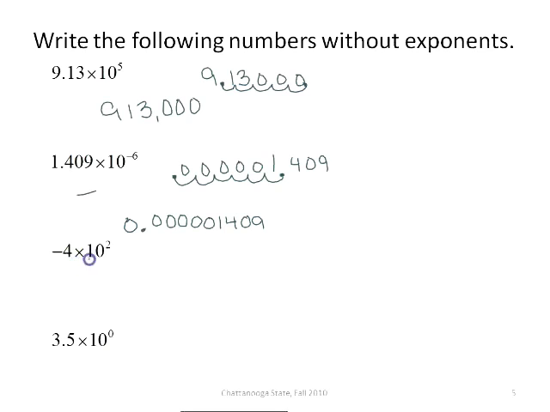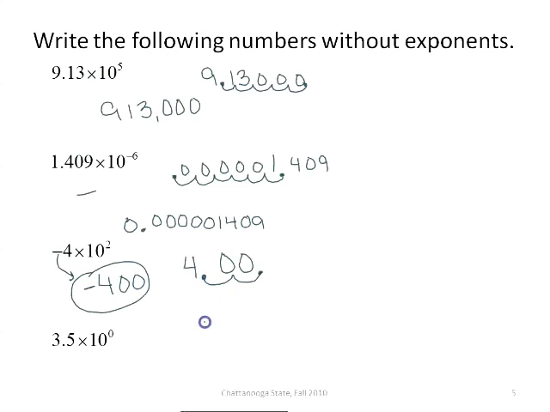This number, 4, doesn't have a decimal point in it. Well, or does it? 4 is really 4.0, isn't it? So if I take 4.0 and multiply it by 10 to the 2nd power, that means I'm going to have to move my decimal point 2 places to the right. So I get 400. But because of this negative out here, that makes my number a negative 400.